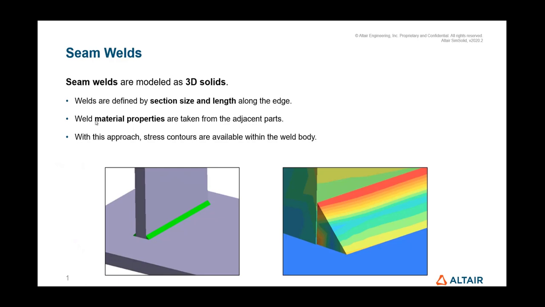Welds in SimSolid are defined by some section size and length along edges between parts, and the weld material properties are going to be taken from the adjacent parts. So with this approach, those stress contours are going to be available in post-processing within the weld body.